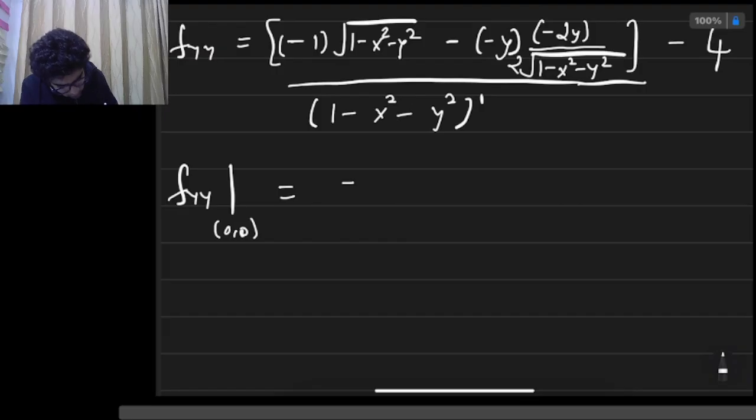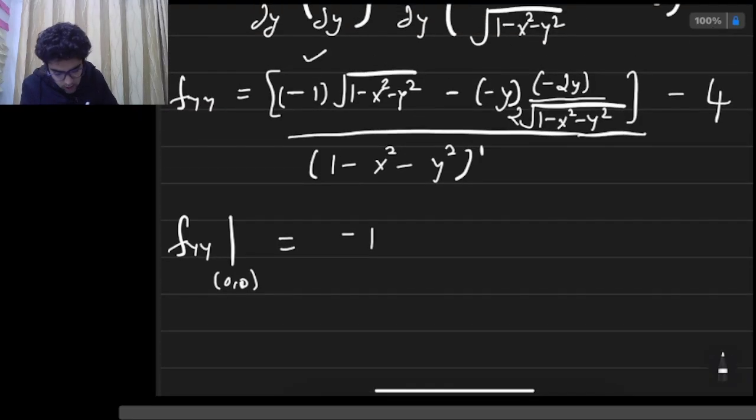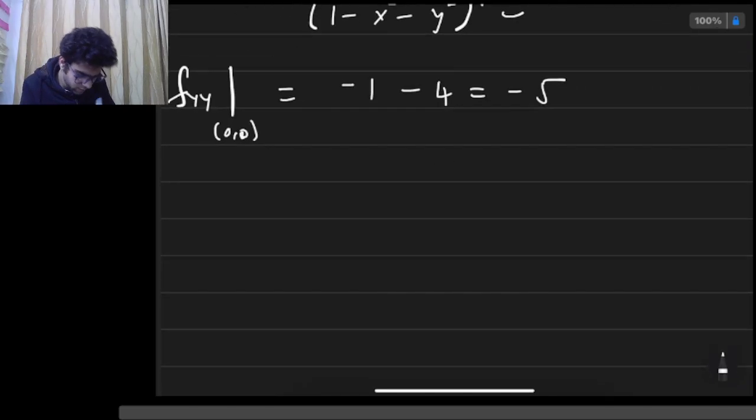this gives me minus 1, this gives me minus 1, and this becomes 0, and this becomes minus 4. So minus 1, and this becomes 1. So minus 1, minus 4. This gives me minus 5. And this is my C. Now, what is my B?